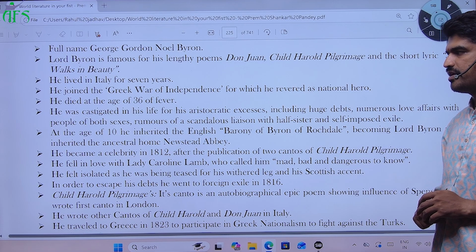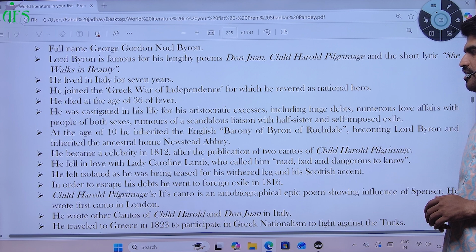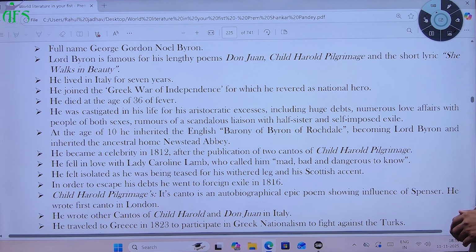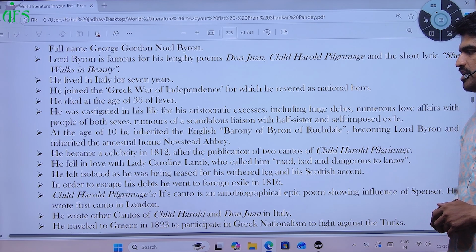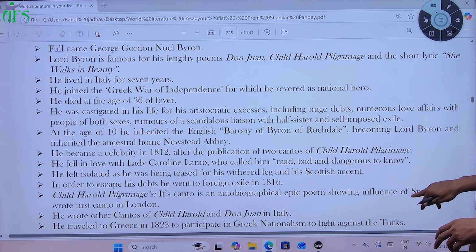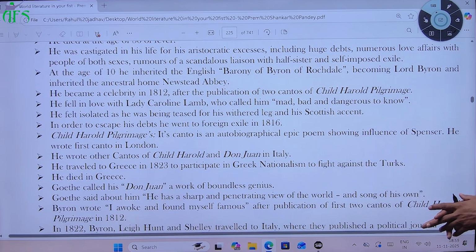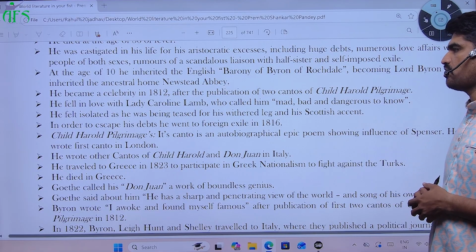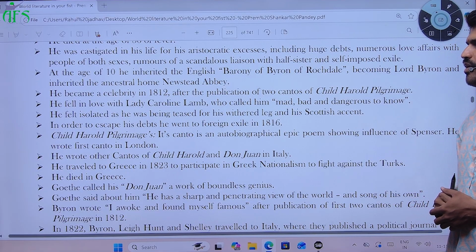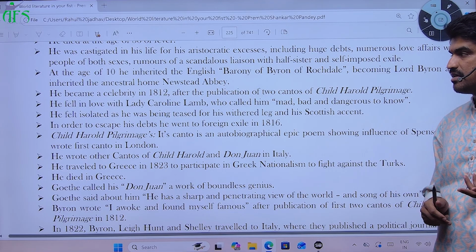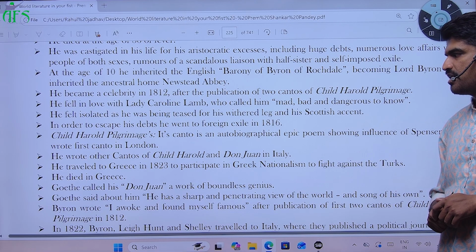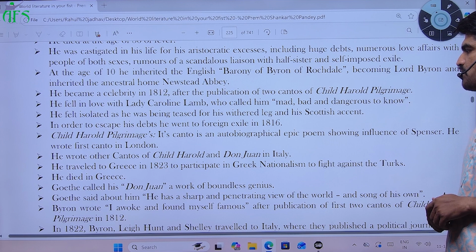At the age of 10, he inherited the English barony of Byron of Rochdale, becoming Lord Byron, and inherited the ancestral home Newstead Abbey. He became a celebrity in 1812 after the publication of two cantos of Childe Harold's Pilgrimage. He fell in love with Lady Caroline Lamb, who called him mad, bad, and dangerous to know. He felt isolated as he was being teased for his withered leg and his Scottish accent.